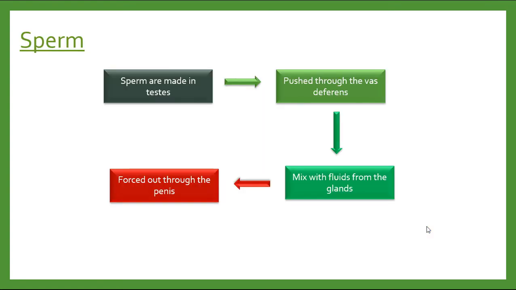Made in the testes, then pushed up through the vas deferens, mixed with the fluids from the glands, then will be forced out of the penis entirely, where it can enter the female reproductive tract for the function of fertilization.